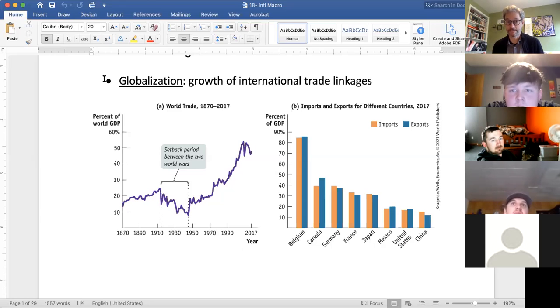Since basically the 1970s, we've had this big takeoff in world trade, where today, this is kind of an amazing figure, more than 50% of GDP is traded internationally. So almost half of everything that's produced actually crosses borders.